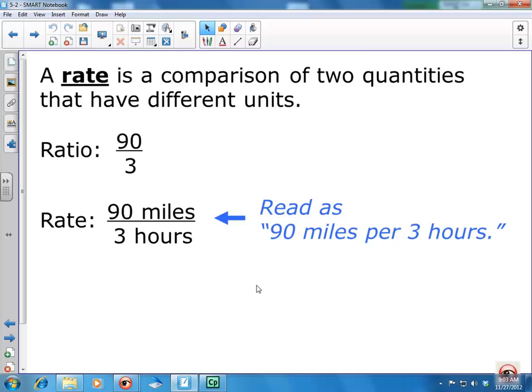It says a rate is a comparison of 2 quantities that have different units, and this is the example. The ratio that you might see might be 90/3, which might mean something like we went 90 miles in 3 hours. Okay, that would be our rate. You guys should be copying this down in your notes. Label it like you see here.